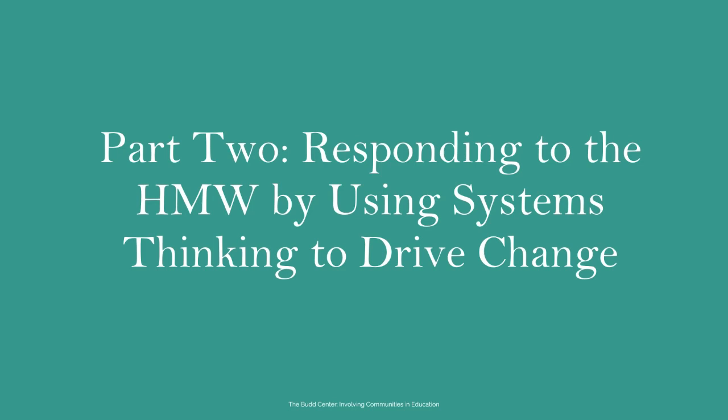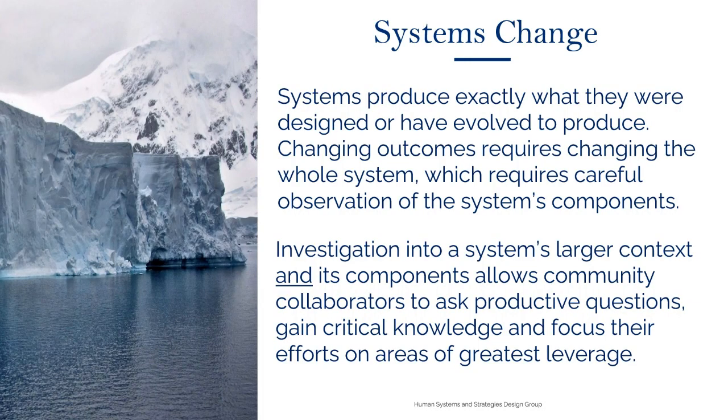So that takes us to part 2, which is responding to the how might we question by using systems thinking to drive change. We're going to cover just a little bit of this today, and then we'll cover more of it in our time together at the end of April. So systems change. As I said earlier, systems produce exactly what they were designed or have evolved to produce. Changing outcomes requires changing the whole system, which requires careful observation of the system's components. An investigation into a system's larger context and its components allows community collaborators to really ask good, productive questions, gain critical knowledge, and focus their efforts on the areas of greatest leverage.